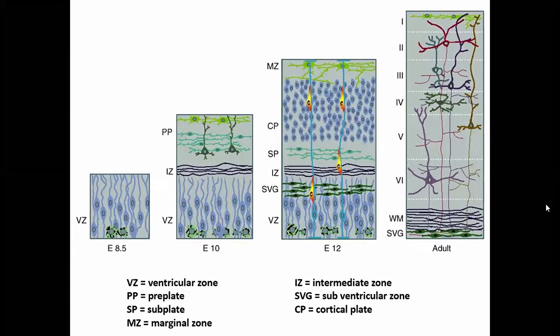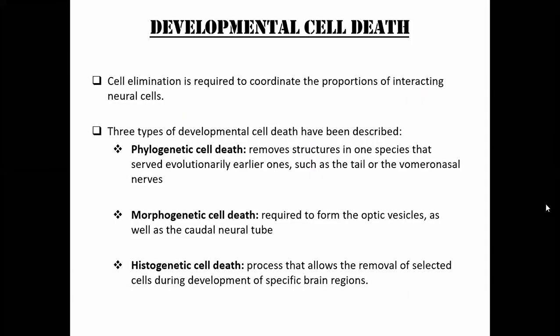migrate. However, you also have what you call cell death. Aside from the proliferation we said, giving rise to the different portions of your nervous system, there is also cell death. I will not go into the very specific types of cell death, but it is important to know that there is also cell death as they proliferate.